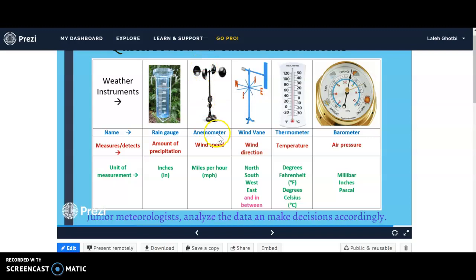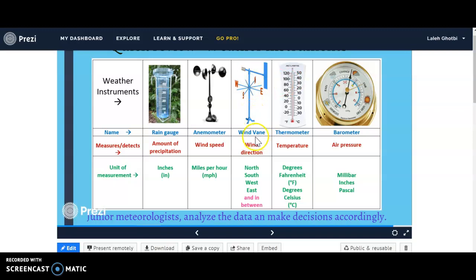This is an anemometer. Look at these like ice cream scoops. These cups help to trap the wind and then just turn around and measure the wind speed. So the instrument's name is anemometer. It measures wind speed and the unit for it in the United States is miles per hour. In other countries it is kilometers per hour because they have the metric system.